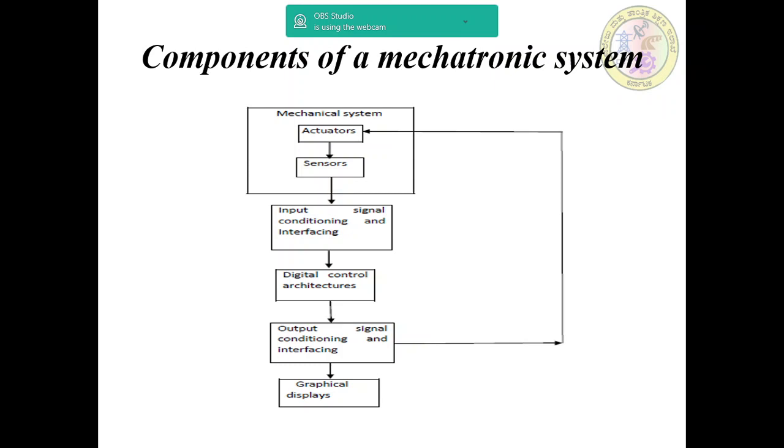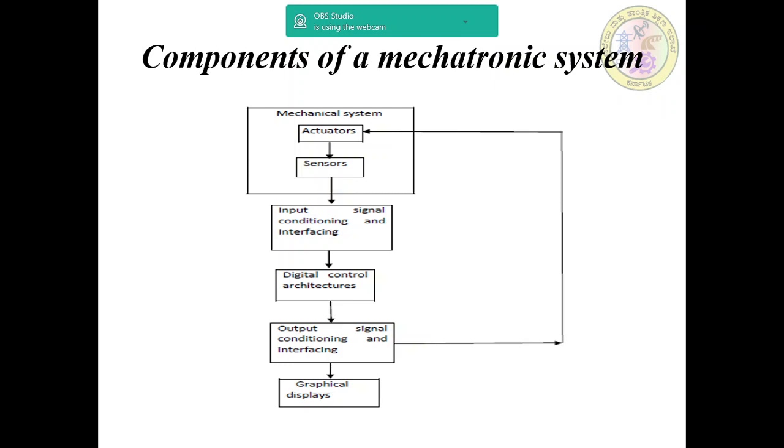And then sensors. The sensors detect the state of the system parameters. It may be inputs as well as outputs. For example, switches, potentiometers, photoelectrics, digital encoder, strain gauge, thermocouple, accelerometer, etc.